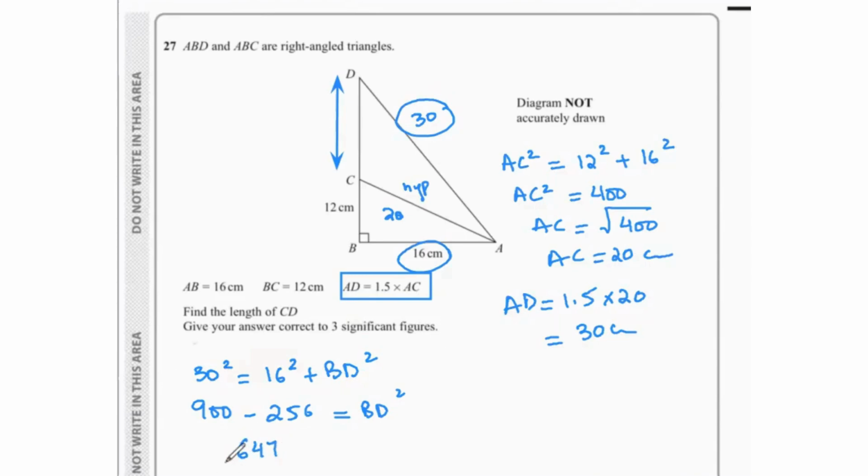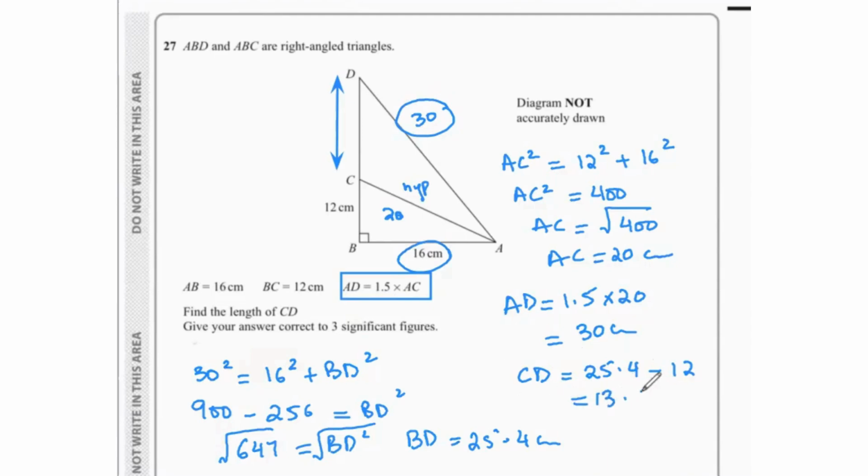Square root both sides. So BD turns out to be 25.4 centimeters. So CD would be the difference of 25.4 and 12. That gives us 13.4 centimeters, correct to 3 significant figures. That's your answer.